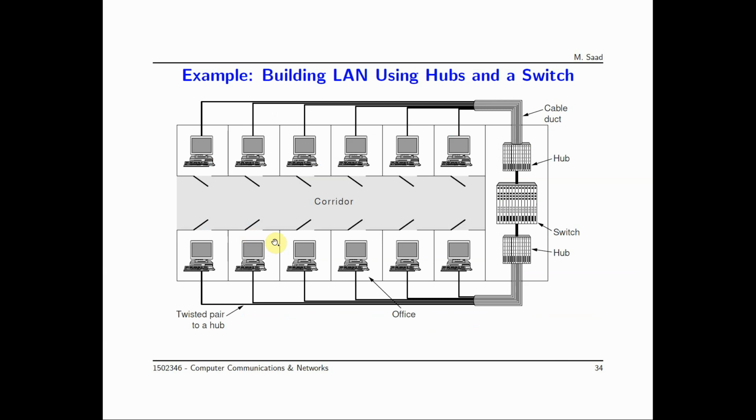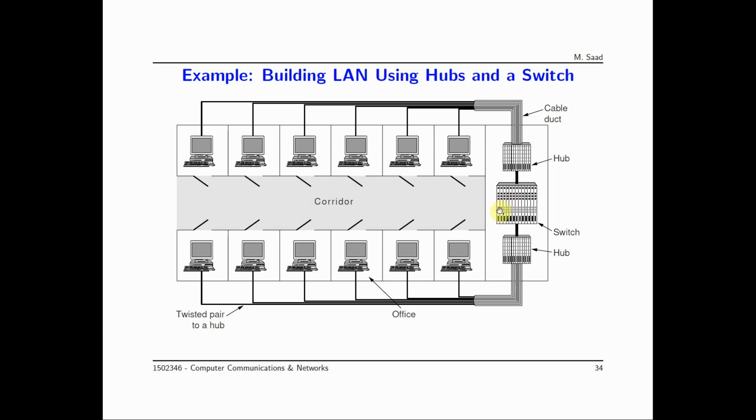Finally, let's have a look at a more practical example of how we can design or build local area networks using switches and hubs. Imagine this is part of our campus. This is our corridor in W9, and we have offices to the left and to the right. Each office computer is connected to a hub. All the computers in the offices at the top of the corridor are connected to one hub, and all computers in the offices at the bottom of the corridor are connected to a second hub, and then these two hubs are connected to a switch. That's a possible network design.